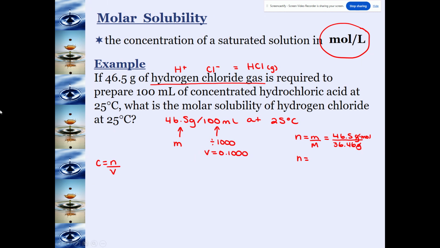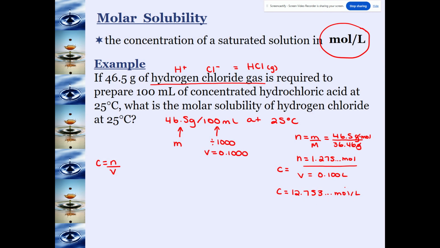46.5 divided by that molar mass we just calculated gives us a mole amount of 1.275. Remember to leave this unrounded. And now I can find my C by taking that n and dividing by that V in liters, 0.100 liters. So I get a concentration, we call this a molar concentration, of 12.753 and so on moles per liter.